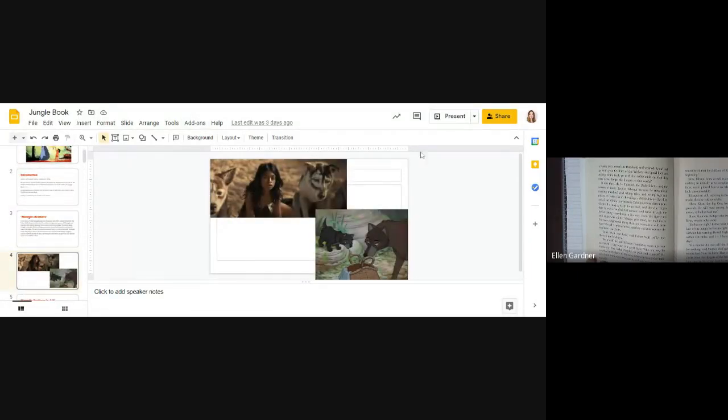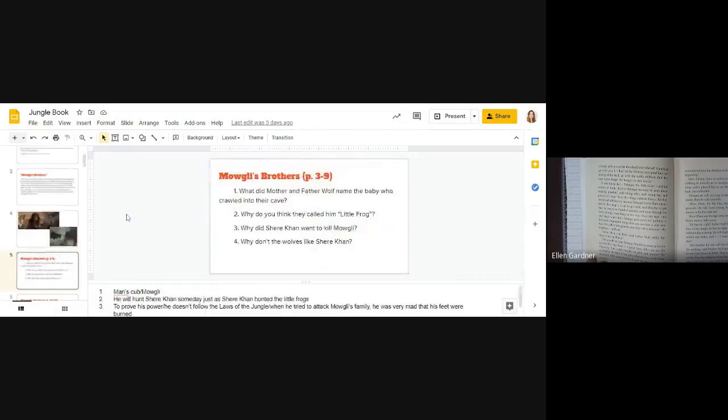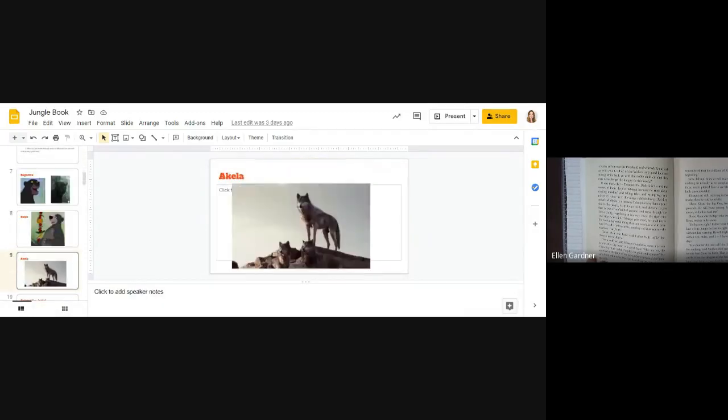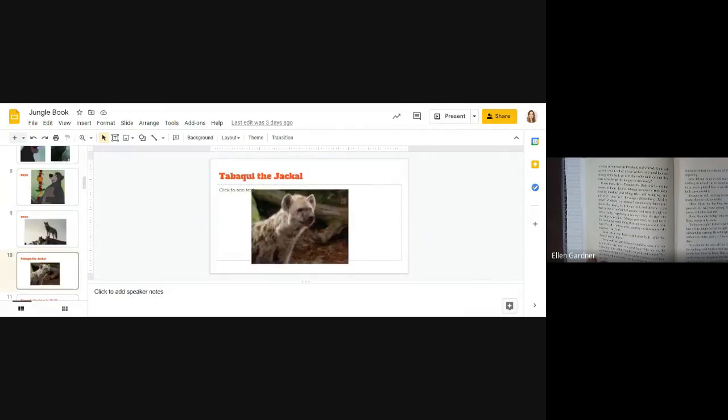Okay, so there's pictures, by the way, of the mother wolf and her cub. And we'll get to Bagheera and Baloo and Akela, but here's Tabaki the jackal. That's what a jackal's like. Kind of like a hyena.